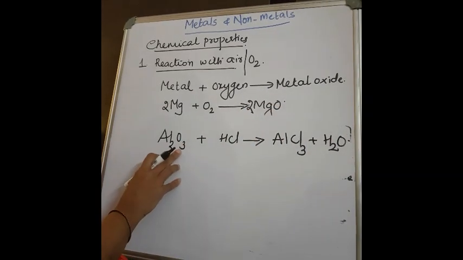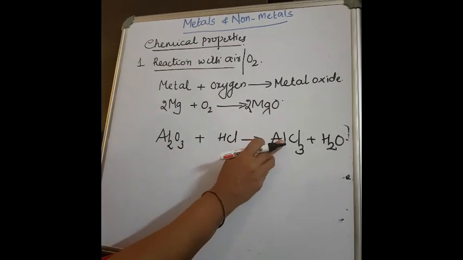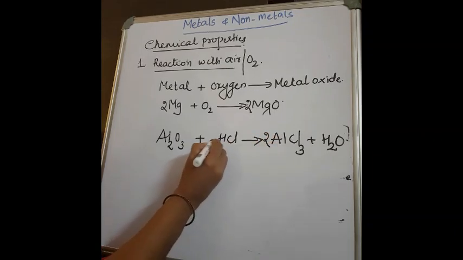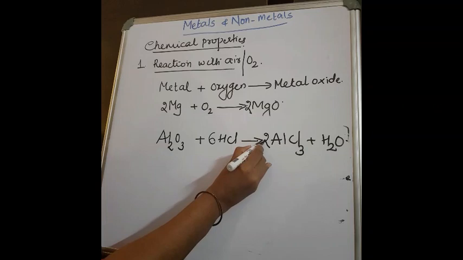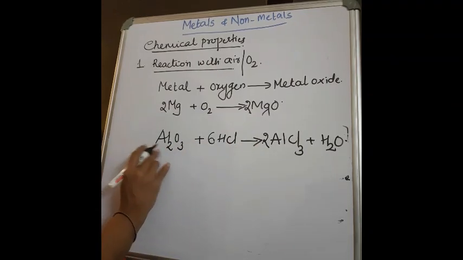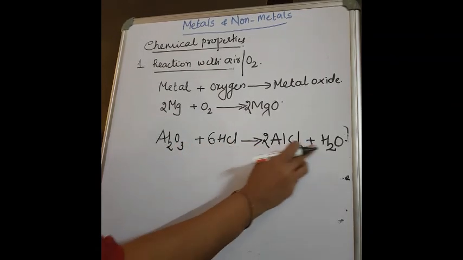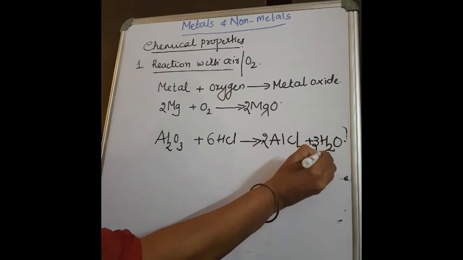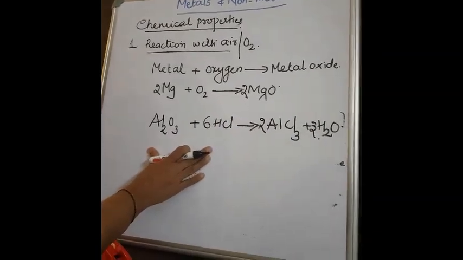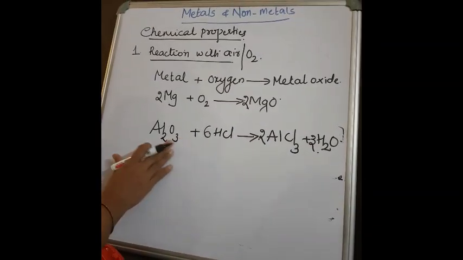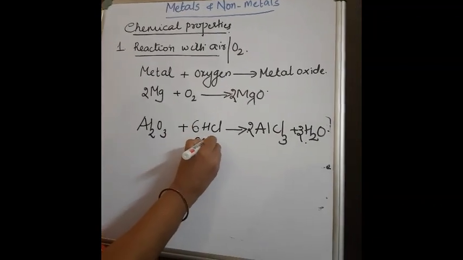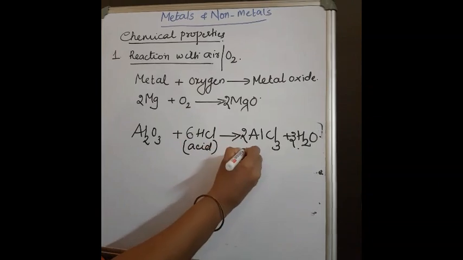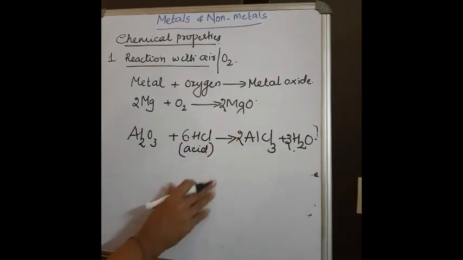If you balance it, you will have 2 Al2O3... 6 HCl, 2 AlCl3, and 3 H2O. See? This is a balanced chemical equation. So here aluminium oxide, a metal oxide, reacts with the acid to form the salt, which is aluminium chloride.